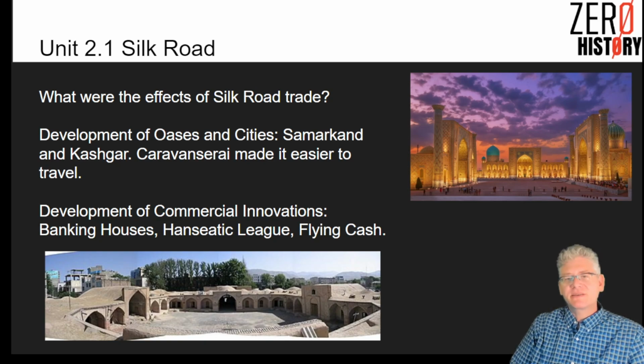You may notice, by the way, that some of these things are listed as effects, but also as causes. The reason for that is that they kind of build on each other. So flying cash maybe comes about in one small location, and that is a cause that allows people to move more. But then once more people are using things like flying cash, that leads to the effect of it becoming more popular as well. So there's a little bit of interrelationship between these two different things.